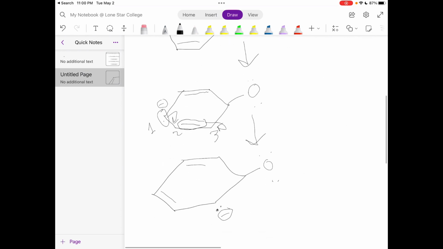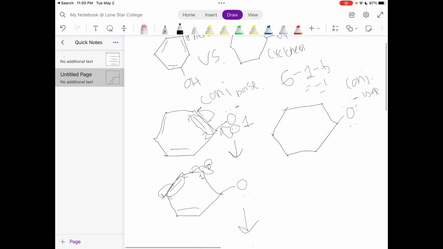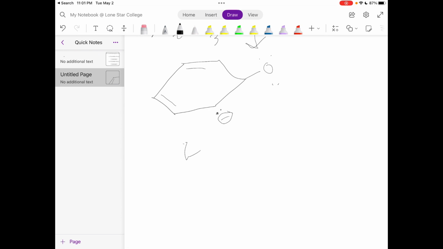resonance. So if you look back at it, 1, 2, 3, 4. There are 4 resonants, meaning 4 formal charges. 4 resonance.